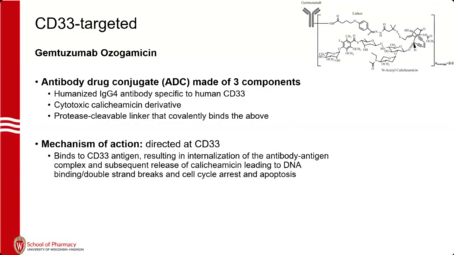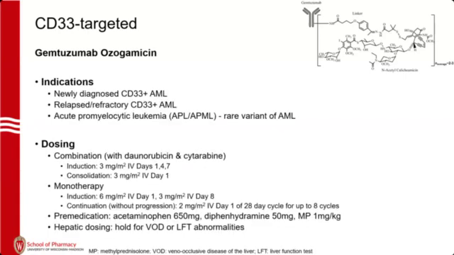This is targeting CD33, same kind of mechanism of action that you'll see with the previous product and other products that we'll talk about here with these antibody drug conjugates, where it's internalized in that complex. You have that cleavage of that cleavable linker, and you'll have the release of the payload, the calicheamicin derivative in this case, leading to DNA binding, double-strand breaks, and cell cycle arrest and apoptosis.